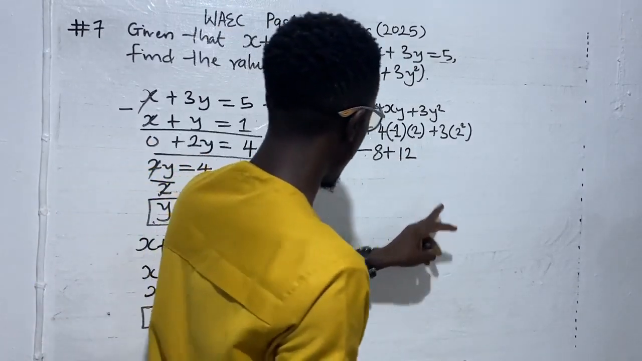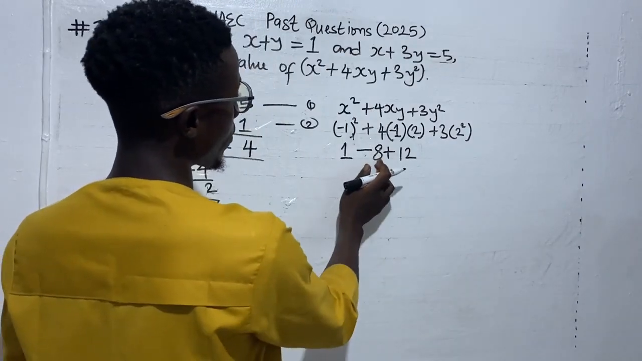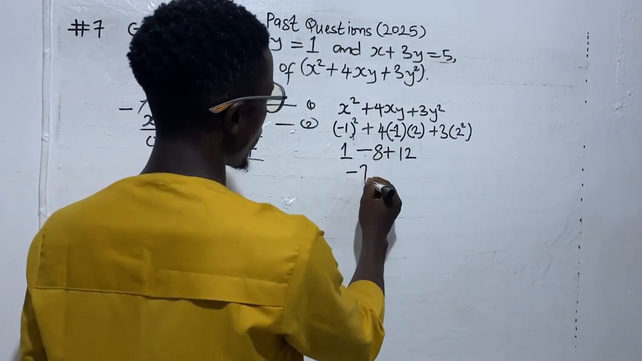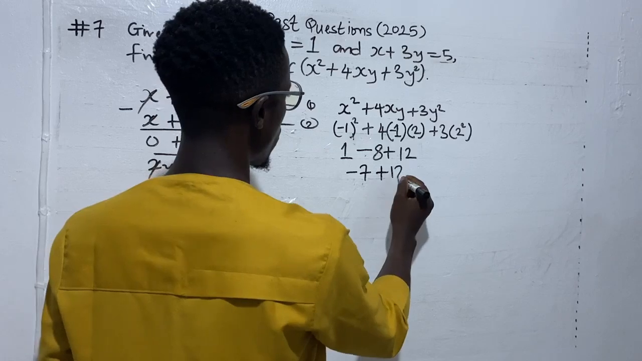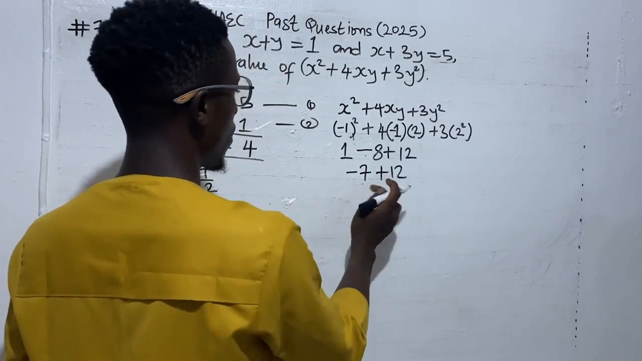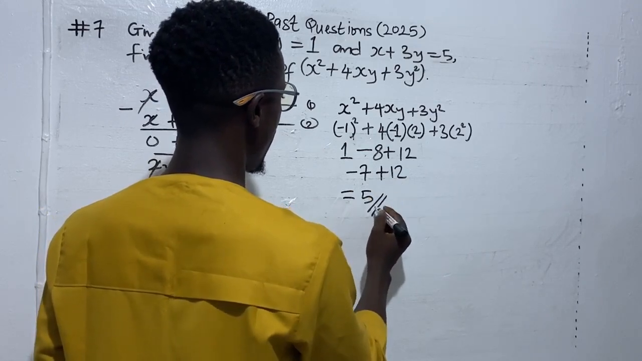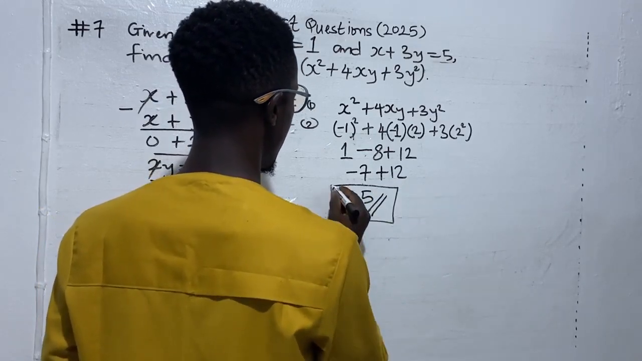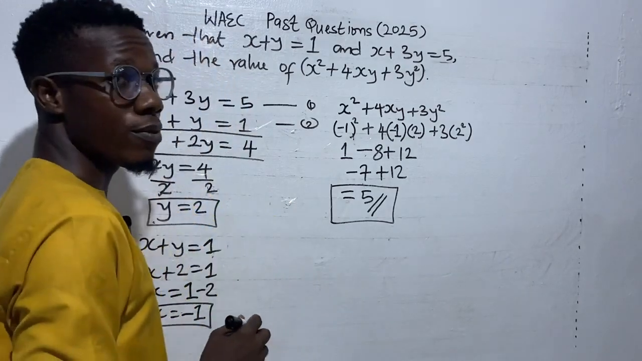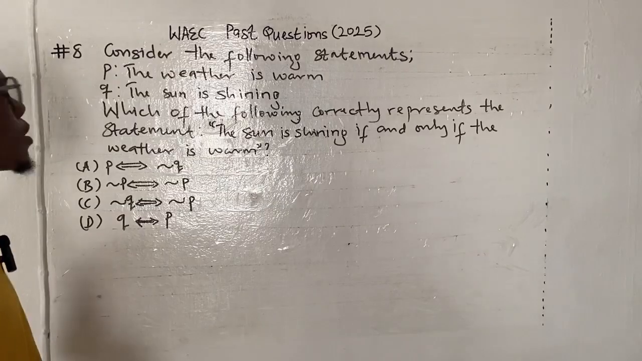So if you solve this directly, we have what? 1 minus 8 gives us what? Minus 7 plus 12. And minus 7 plus 12 equals to what? Positive 5. So this is the answer. Simple or simple?